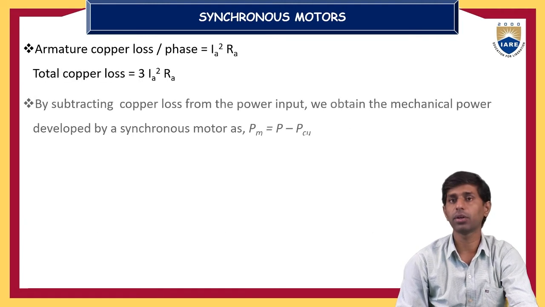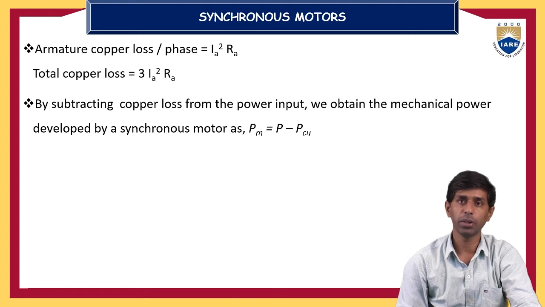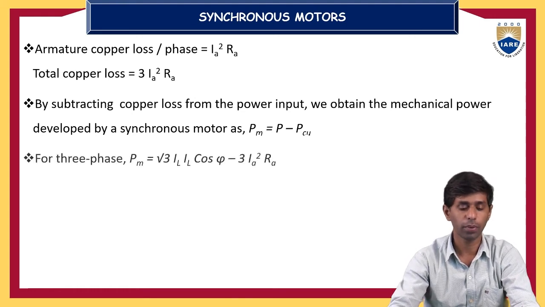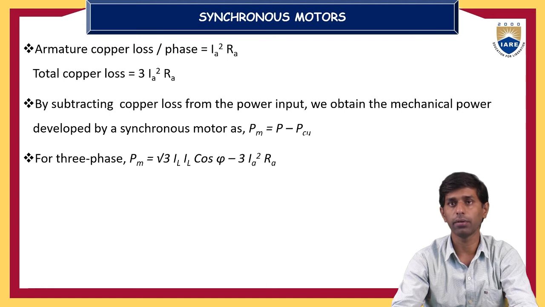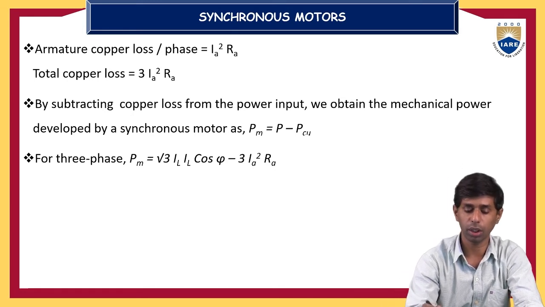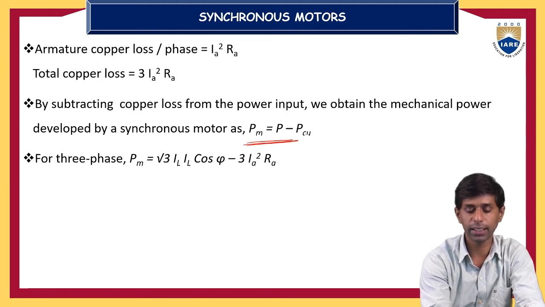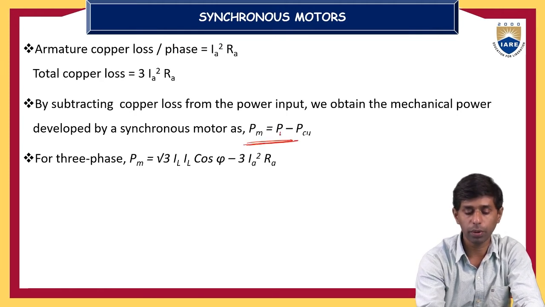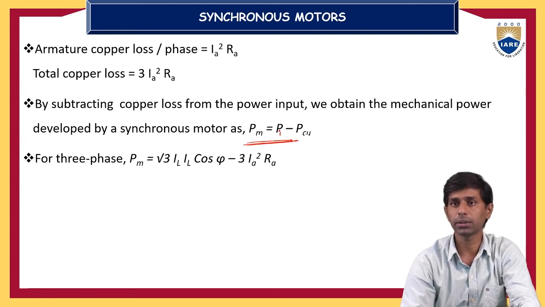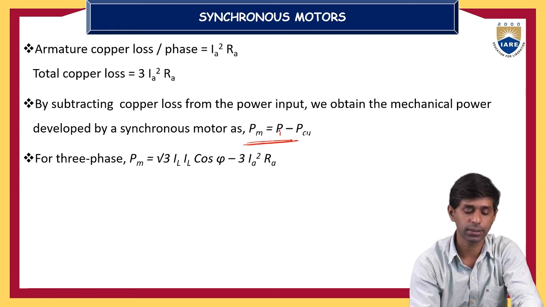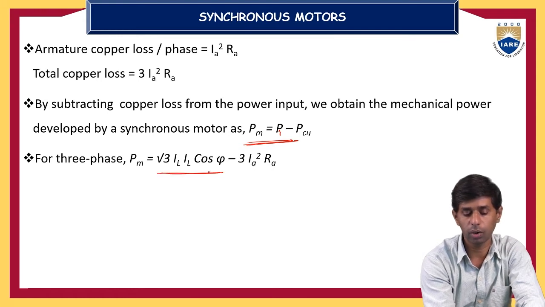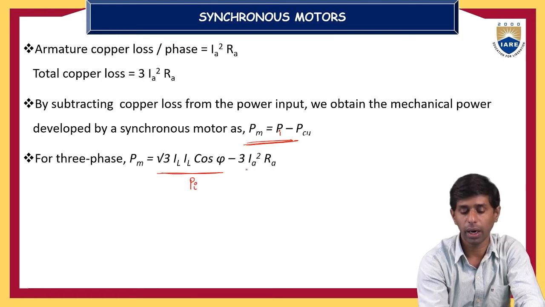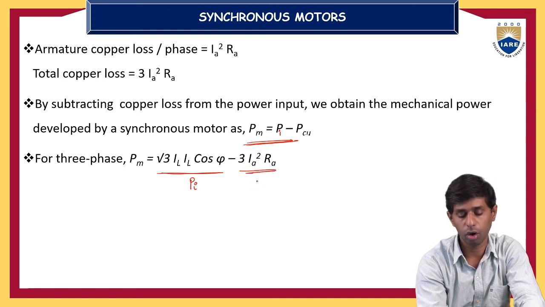The copper losses in the synchronous motor take place only in the armature, that is the stator. The armature copper losses per phase are Ia squared Ra. For 3 phases, it is 3 Ia squared Ra. By subtracting the copper losses from the power input, we obtain the mechanical power developed by the synchronous motor. So the mechanical power developed is equal to the input power supplied to the synchronous motor minus the losses due to the winding resistance, that is root 3 V_L I_L cos phi is the input power and 3 Ia squared Ra is the copper losses.